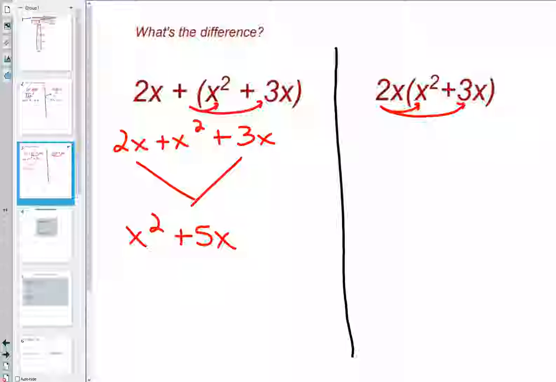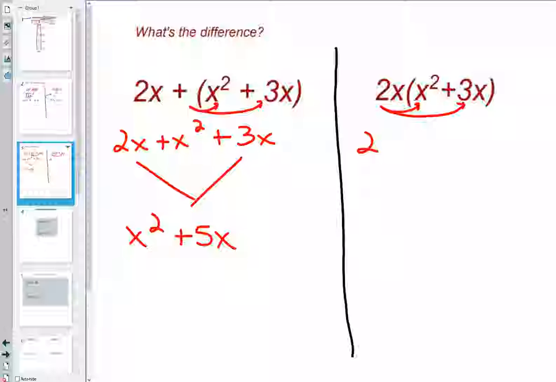Each time we multiply the numbers in front. What's in front of the 2x? A 2. What's in front of the x squared? A 1. What's 2 times 1? So you do need to write a 2. The only number that you wouldn't have to write is a 1, but you do have to write a 2.